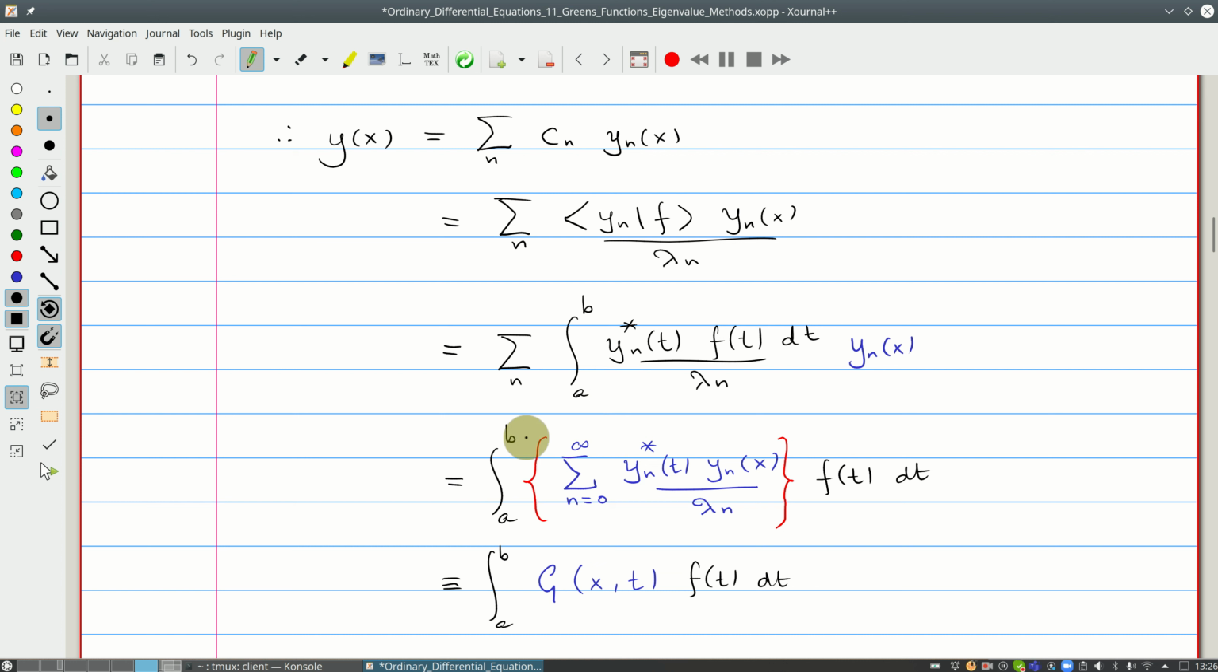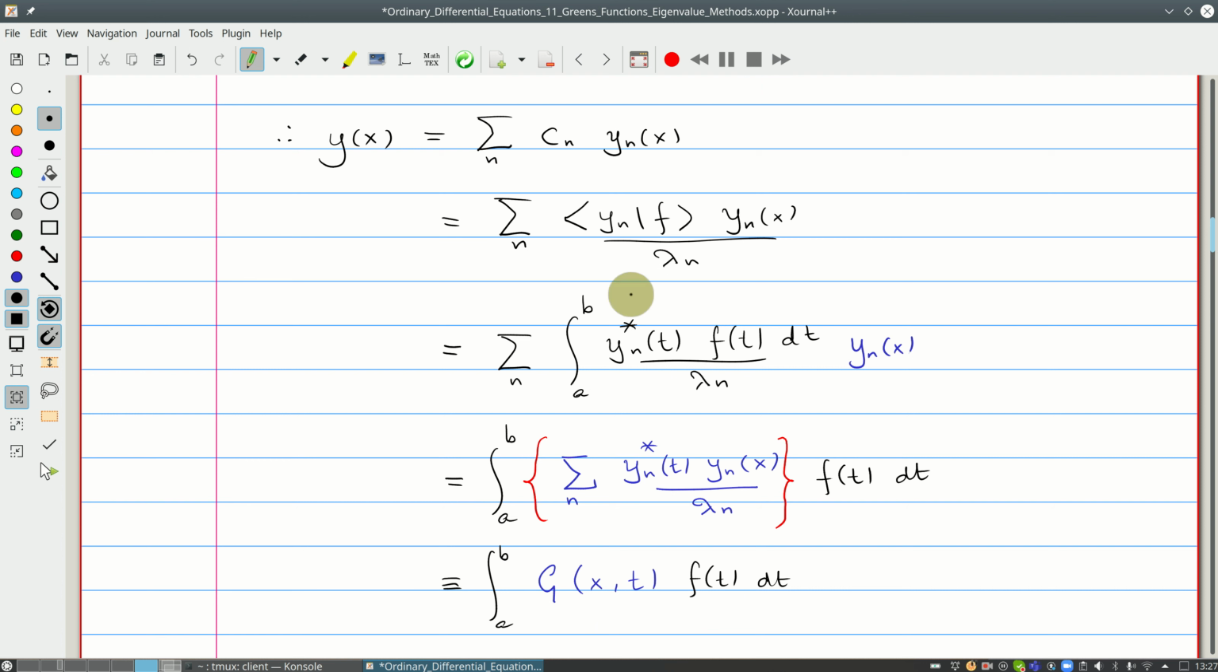So this is what I've done. I pull the integral outside, pull the sum inside. The sum goes over the things which depend on the index n, and that's the yns and the lambda n, so pull them together. So now we have an object which has got a yn star function of t, yn as a function of x divided by lambda n, summed from whatever the range of the sum is. I'm going to remove that range there. And then this whole thing is multiplied by f of t and then integrated over all t. This is how we now define the Green's function.